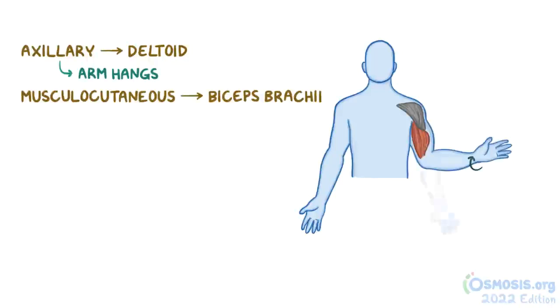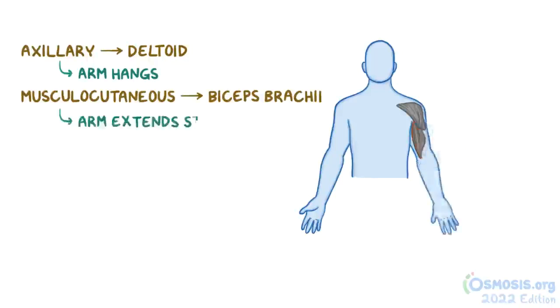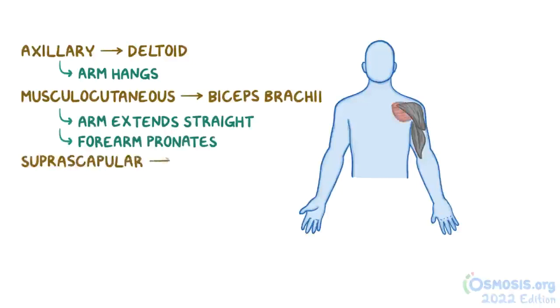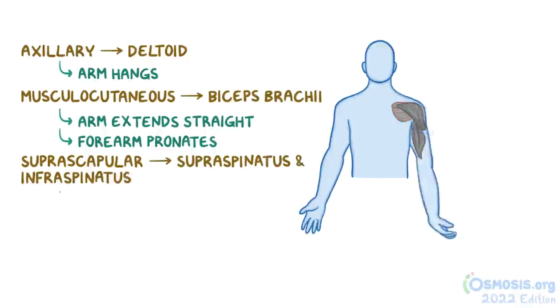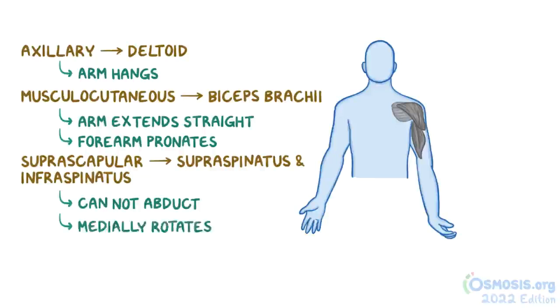So when the musculocutaneous nerve is damaged, the arm extends straight at the elbow joint and the forearm stays pronated, turning the palm of the hand posteriorly. Finally, the suprascapular nerves innervate the supraspinatus muscle, which helps the deltoid in abducting the arm, and the infraspinatus muscle, which acts to laterally rotate the arm, moving it away from the midline of the body. So when the suprascapular nerve is damaged, the arm cannot abduct and rotates medially, or towards the midline of the body.